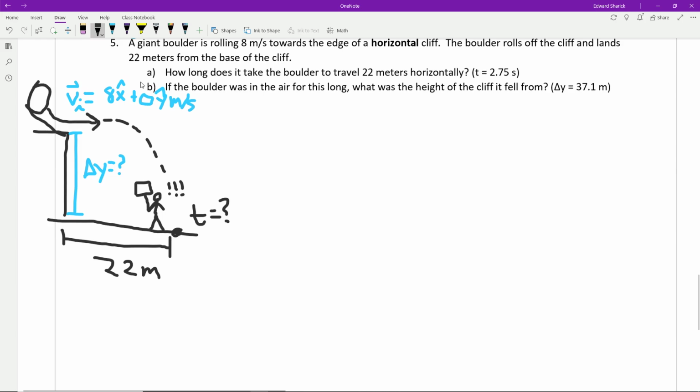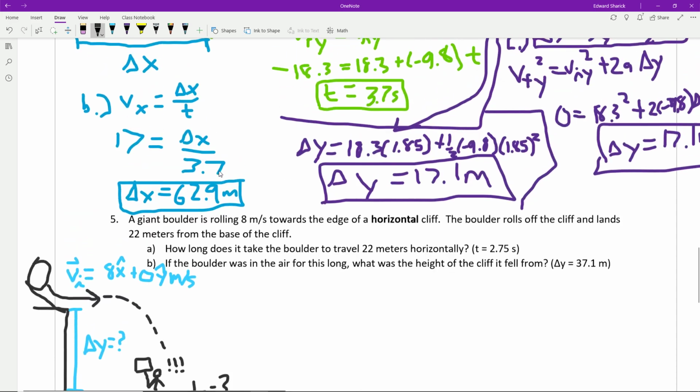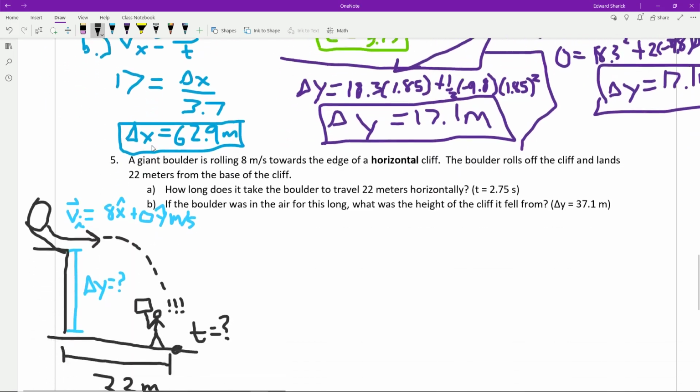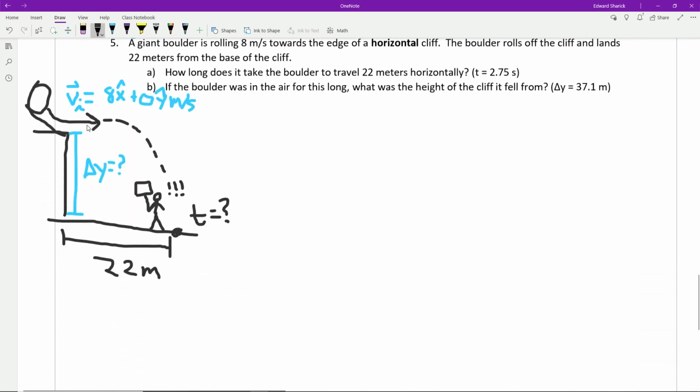You can think of this as being the second part of the projectile motion. This is just the downward descent. So just like our kick went up and then came back down, now we're just looking at the part where it comes back down. So as I said in this example, Vy is 0 at the top. It's still 0 here.